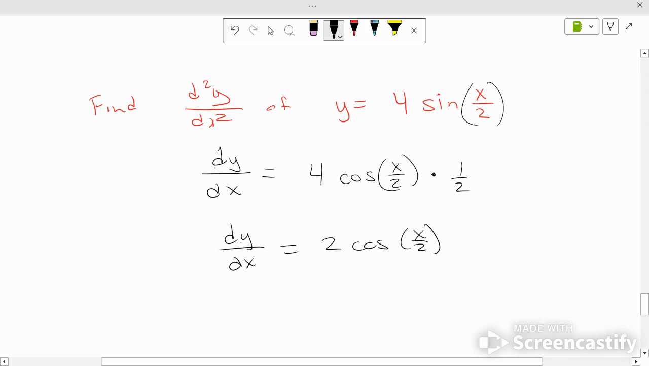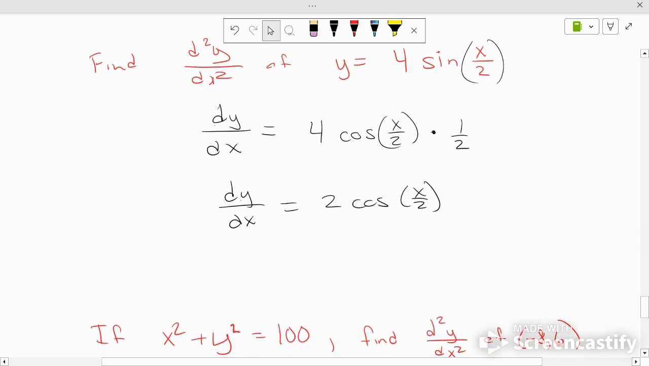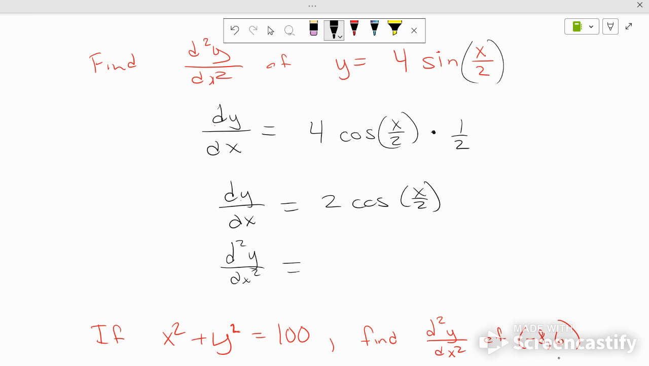Now we're taking the second derivative of this. Okay? So the second derivative, d squared y dx squared, equals negative 2 sine of x over 2 times 1/2, which is negative sine of x over 2. Well, that wasn't bad.